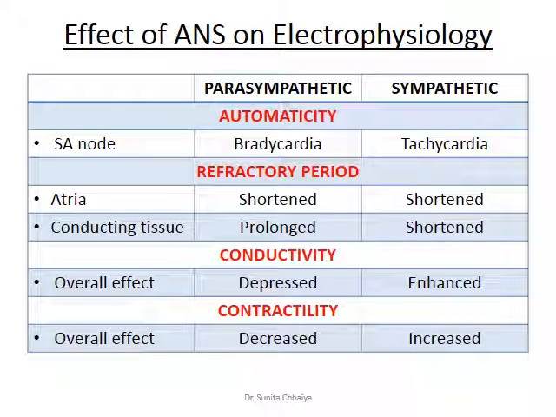And when the conduction rate is increased, contractility is increased through the sympathetic nervous system, and contractility is reduced through the parasympathetic nervous system. So the parasympathetic system tries to reduce the heart rate as well as the force of contraction, while the sympathetic nervous system can increase it.